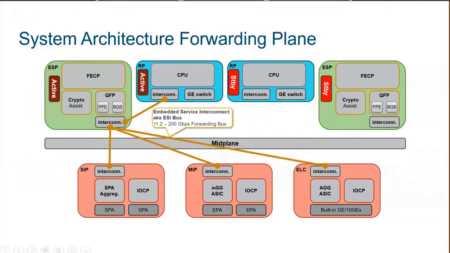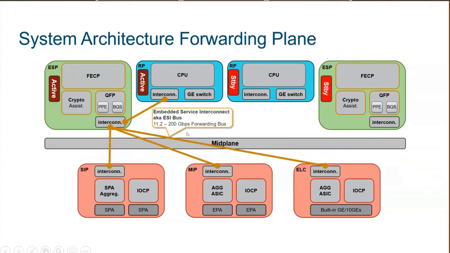We have something known as the Embedded Service Interconnect. These are the interconnects, as I was telling, that connect to the mid plane. The embedded service interconnect, or the ESI bus as we call it, is the interconnect that connects all these SIP modules, basically from the ESP to all other modules. If you see here, the ESP can connect to the RP or any other modules like SIP, MIP or ELC. This is called ESI, embedded service interconnect, and it will have a speed of around 11.2 to 200 Gbps.